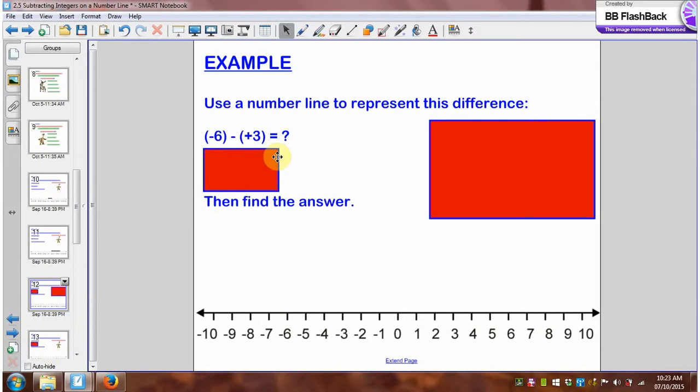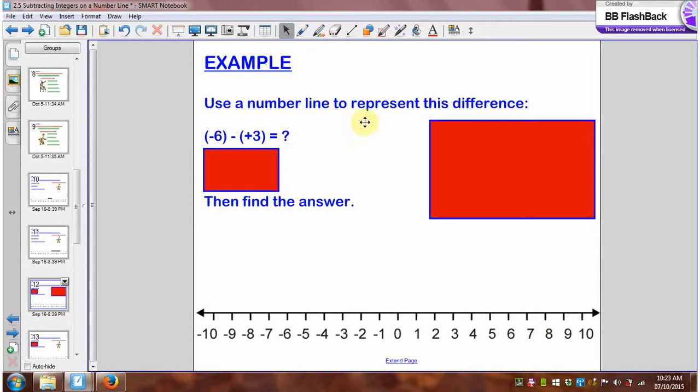Next example. Write this down in your book. Negative 6 minus positive 3. So negative 6 subtract positive 3. This time we've got a negative number up front. Let's see how that affects our answer.